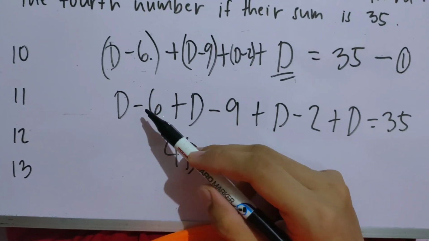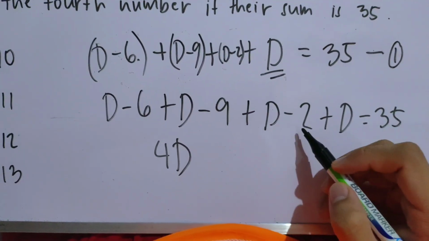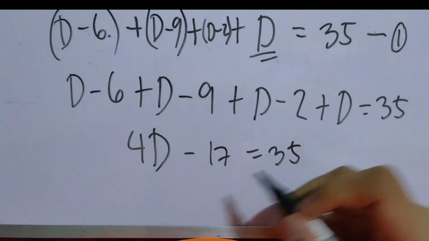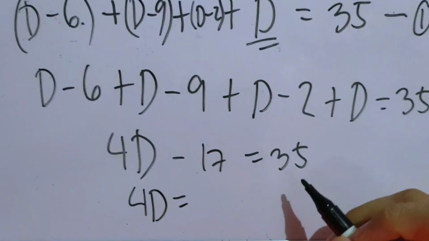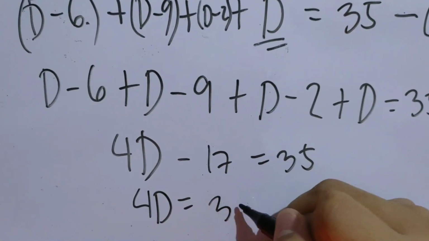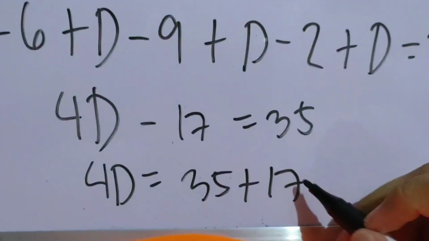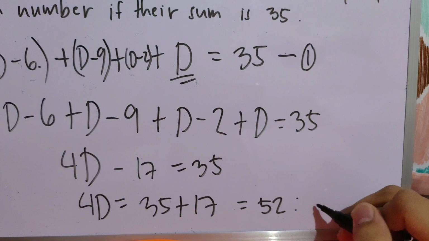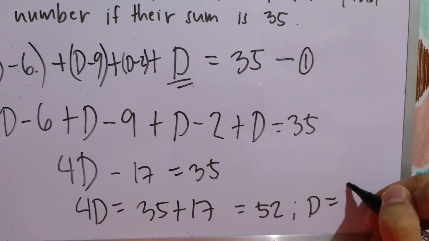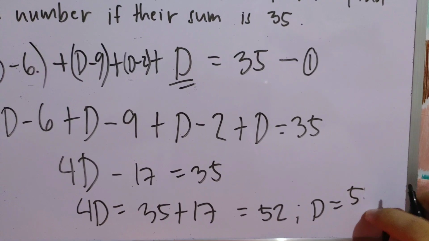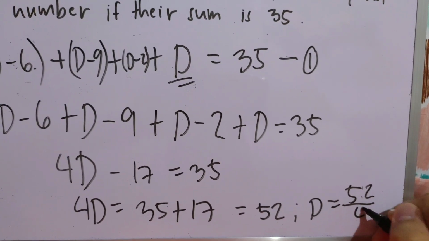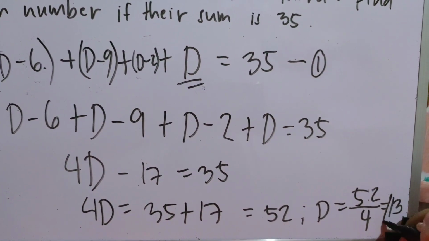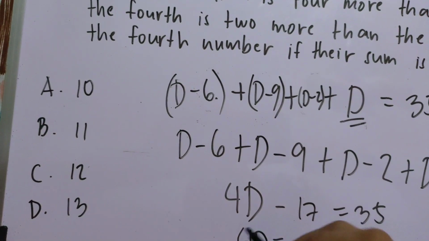Tapos ito, negative 6 minus 9, negative 15, minus 2, negative 17, is equal to 35. So, 4D is equal to 35 plus 17, which is also equal to 52. So, ibig sabihin, D is equal to 52 over 4, which is also equal to 13. So, ang tamang sagot dito ay 13. Sa choices, letter D ang tamang sagot.